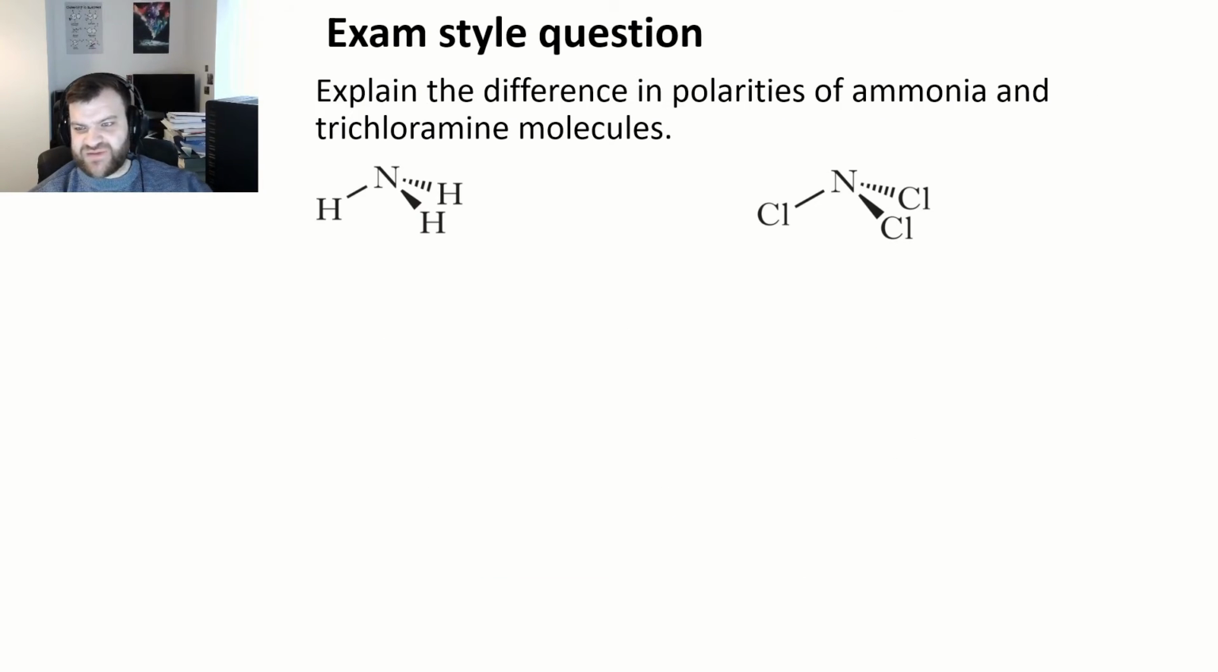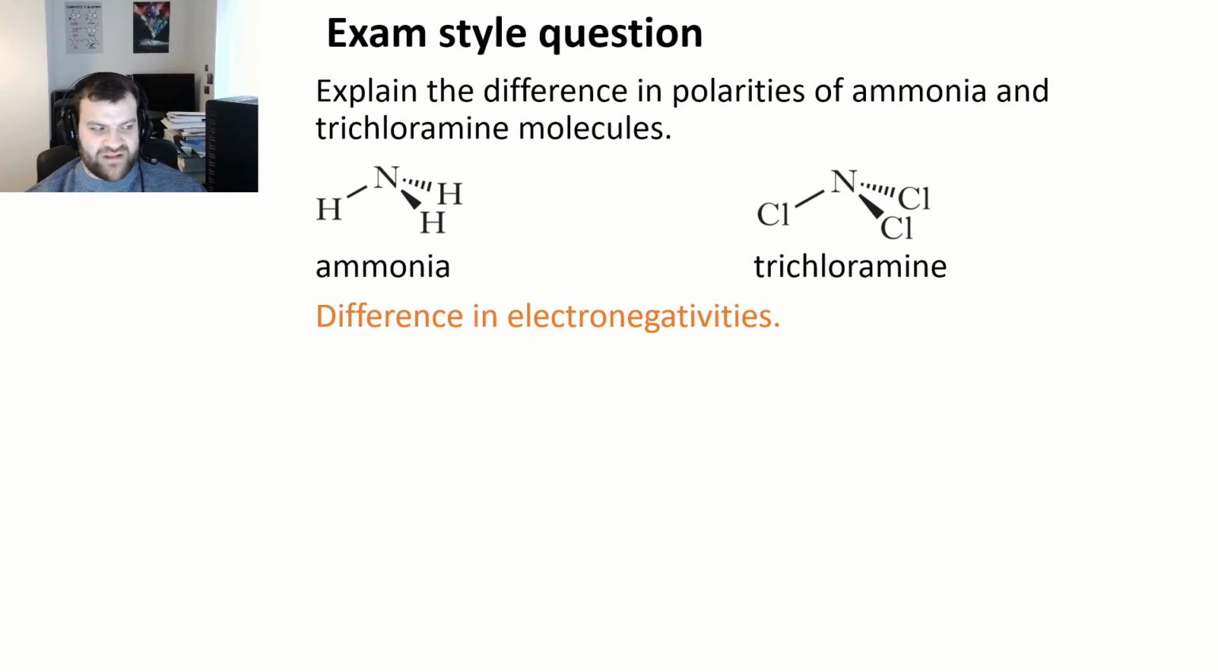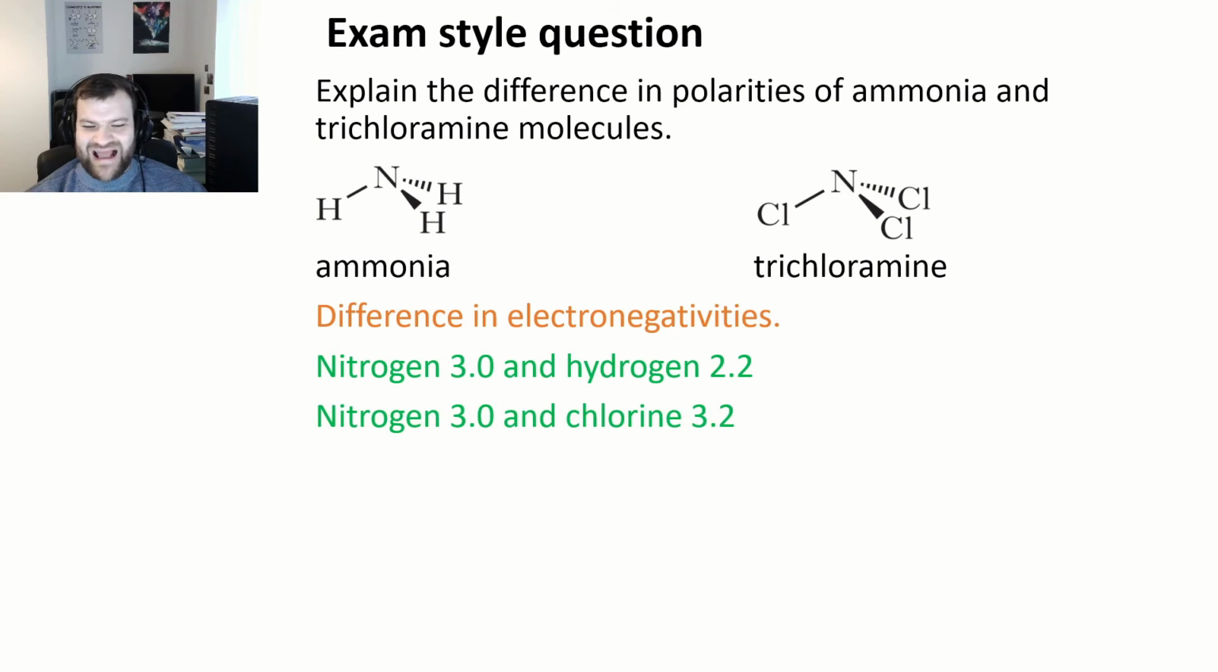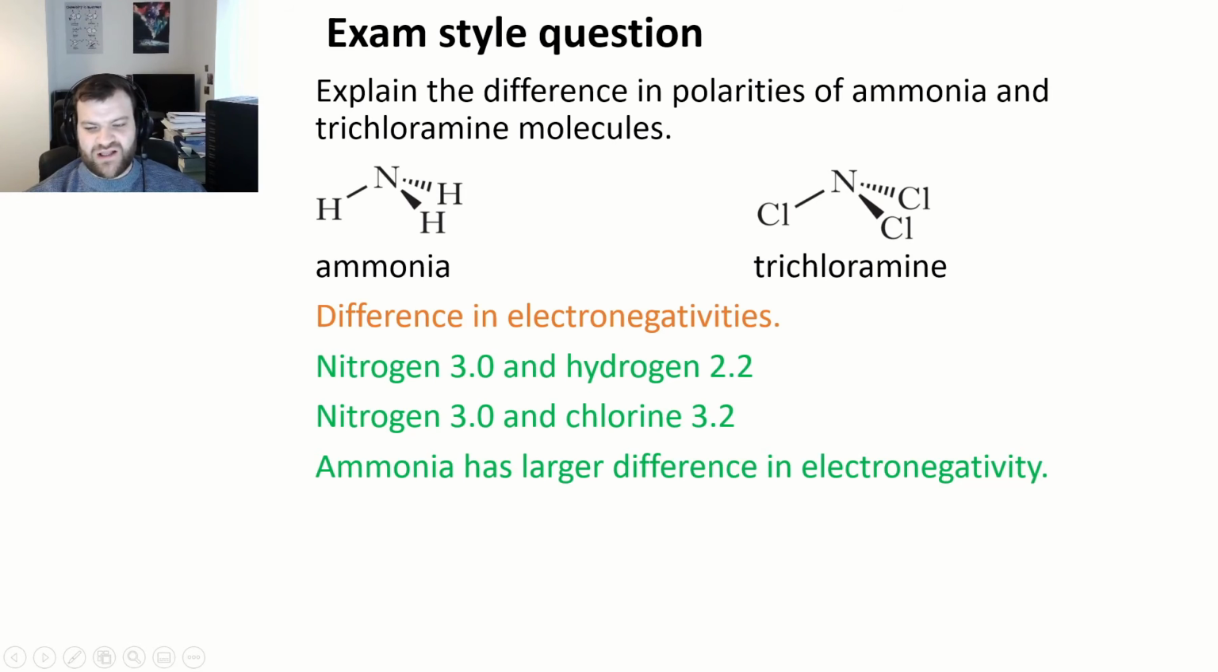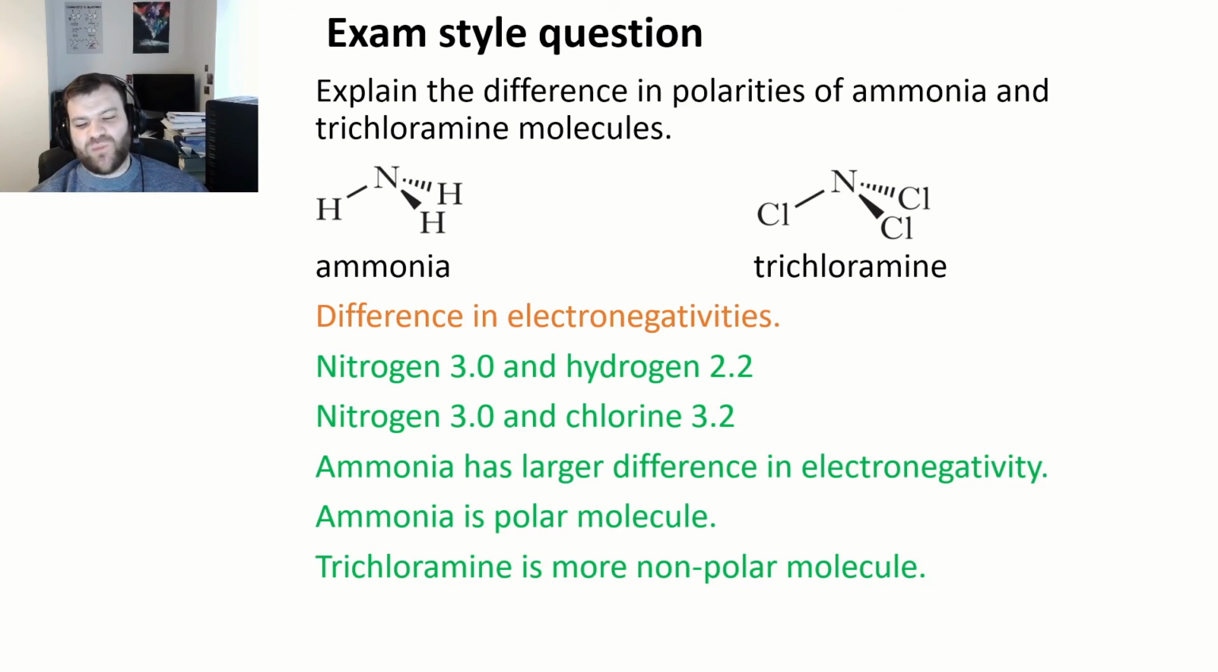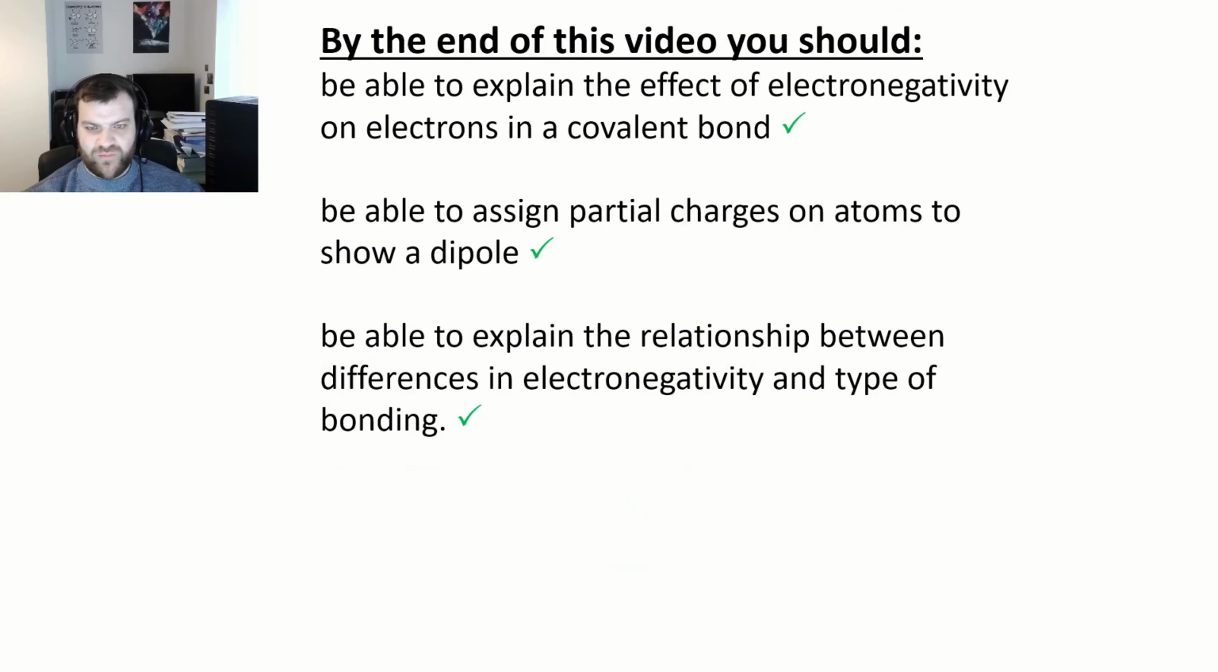In this question, we're going to be asked to explain the polarities of these 2 molecules. They have the same shape, so we're not going to worry about our intermolecular forces. We're only going to worry for this question about the differences in electronegativity. We look at the values for nitrogen and hydrogen, and then nitrogen and chlorine. From these values, we can see that ammonia has a larger difference in electronegativity. Therefore, ammonia will be our polar molecule, and our trichloramine will be our more non-polar molecule.